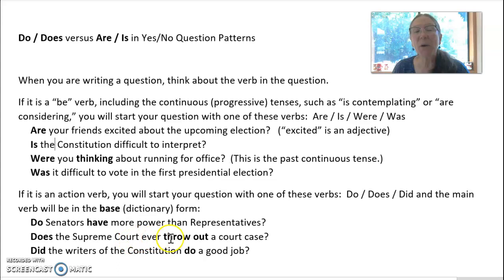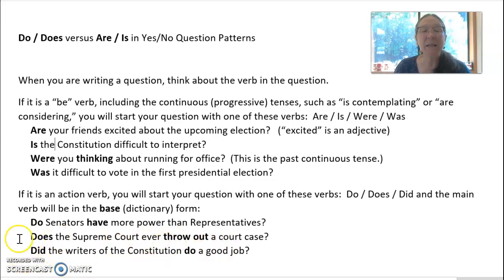Does the Supreme Court ever throw out a court case? Again, does is the verb, and throw out is the base form. It's a phrasal verb, or a two-word verb. Throw out means get rid of. So that's in the base form.